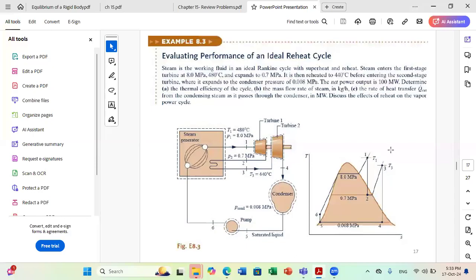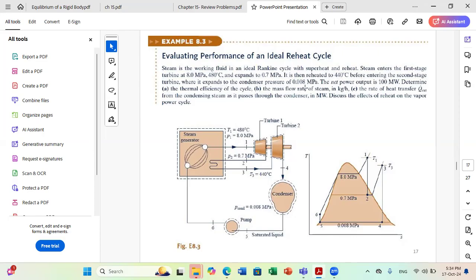Okay, so we'll do this practical problem that will evaluate the performance of an ideal reheat cycle. In this problem, we have that steam is the working fluid in an ideal Rankine cycle with superheat and reheat. Steam enters the first stage of the turbine at 8 megapascal, 480 degrees, and expands to an intermediate pressure of 0.7 megapascal. It is then reheated to 440 degrees before entering the second stage turbine, where it expands to the condenser pressure of 0.008 megapascal.